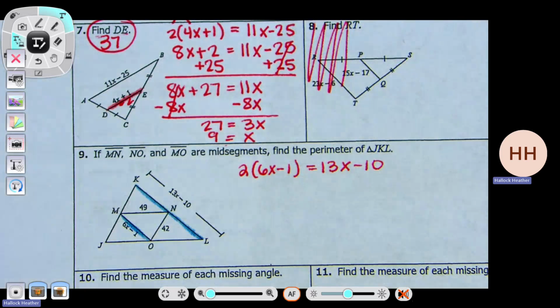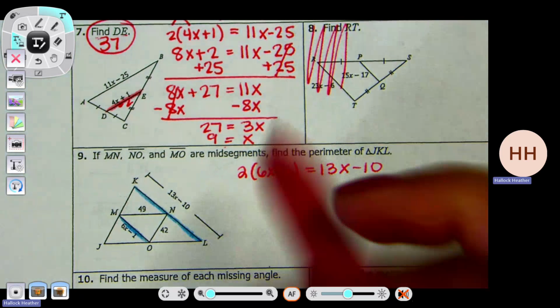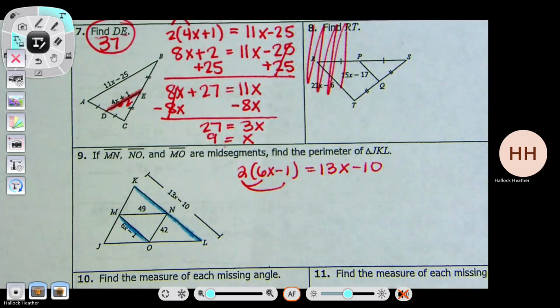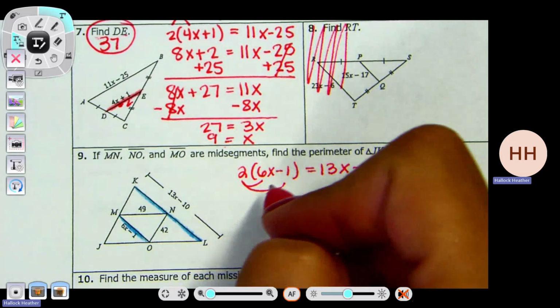So you should be distributing. Nice. Yours is correct. So yours is also correct.